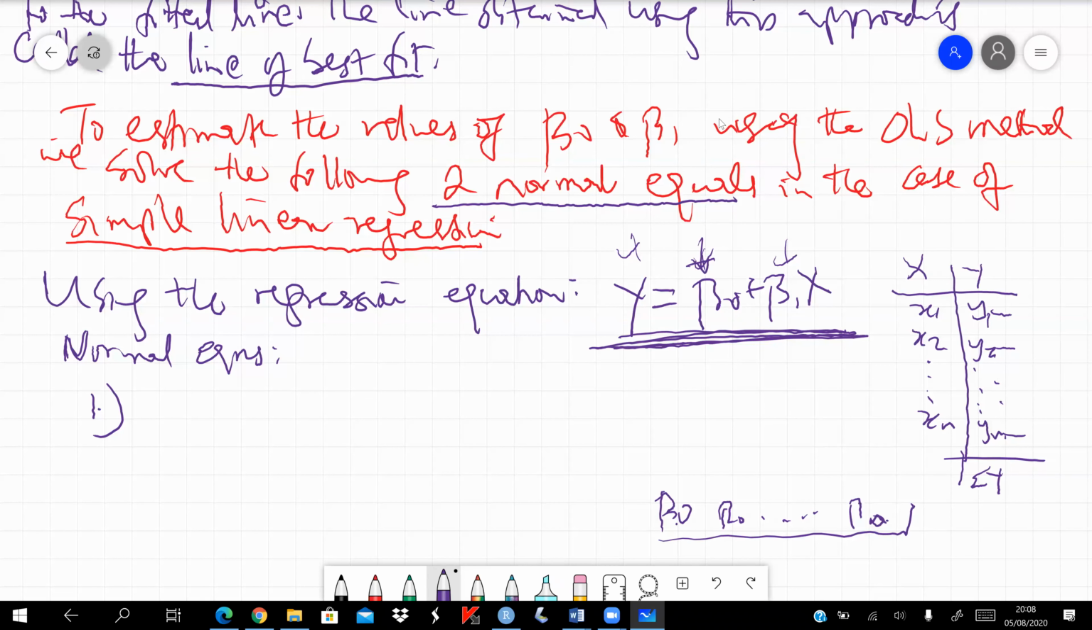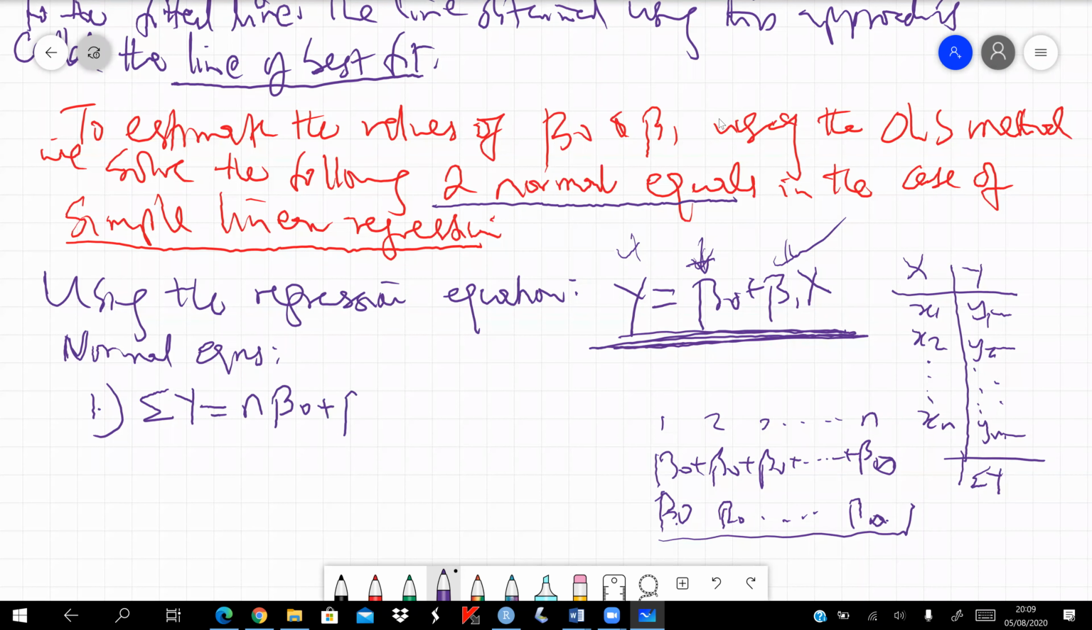If you sum beta naught n times, what do you get? There are n of them. You get n beta naught. You don't get summation of beta naught. And then of course you also sum the other term. So the first normal equation is given by summation of y is equal to n beta naught plus beta 1 summation of x. That's the first normal equation.